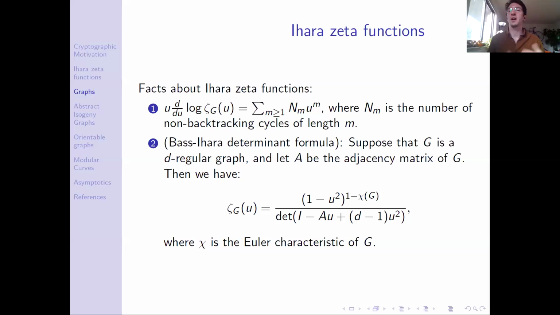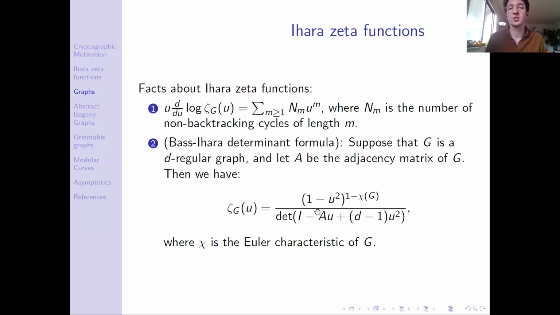To point out the kind of constants that show up here, in the numerator, the power of 1 minus u squared is 1 minus the Euler characteristic of the graph. You've seen a little bit of graph theory. This is an invariant of the graph. It's related to the topology of the graph, but it's like a standard number that is associated to a graph that encodes a lot of information about the graph. And then in the denominator, you have the determinant of this function that involves the adjacency matrix, and then just the degree of each vertex. So the degree minus 1 appears too.